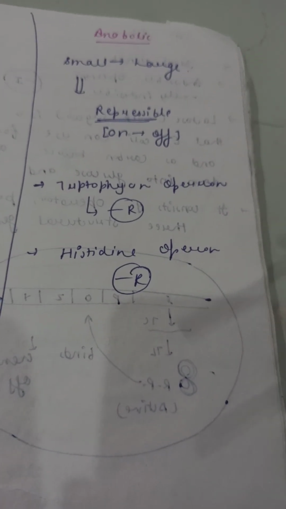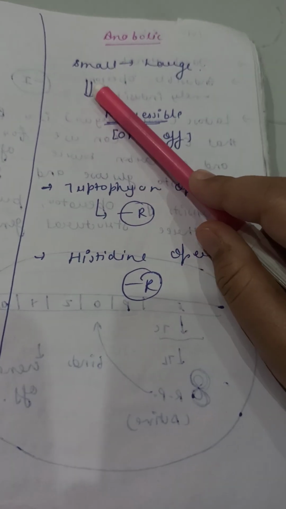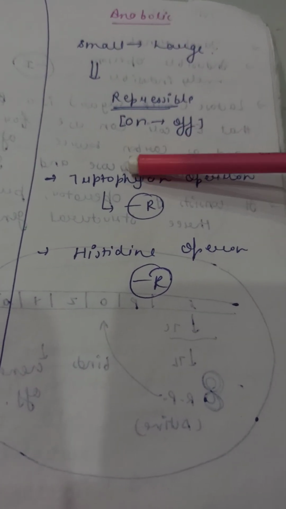Then we have anabolic, the opposite. If it is CI, then we have AR. Anabolic means repressible. So you are joining small things and making a large one. The examples of anabolic are tryptophan and histidine.